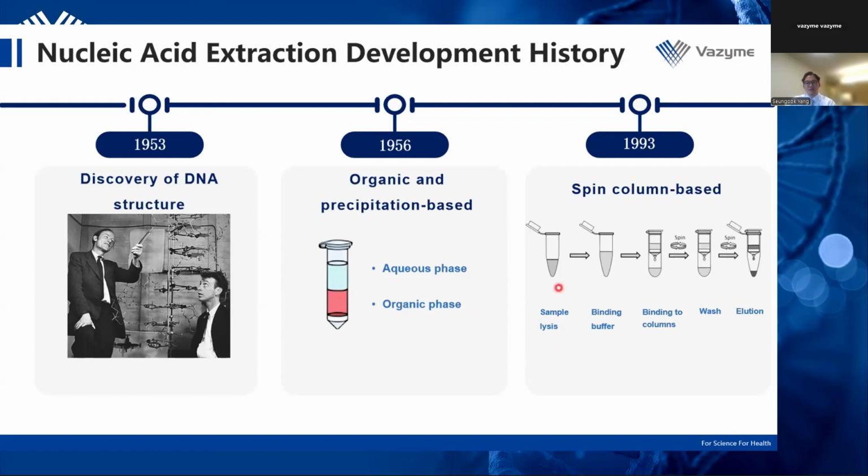This method uses silica membranes to selectively bind nucleic acid, which is followed by the washing and elution steps. This made the process much faster, safer, and more scalable, and it remains one of the commonly used methods today.